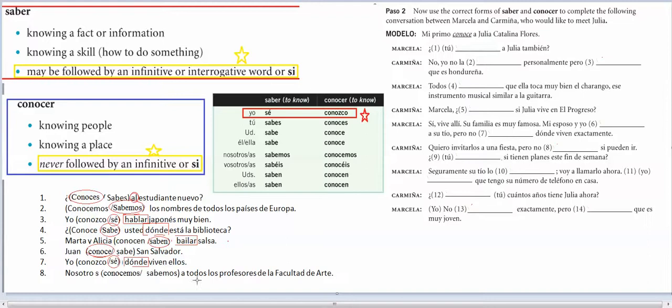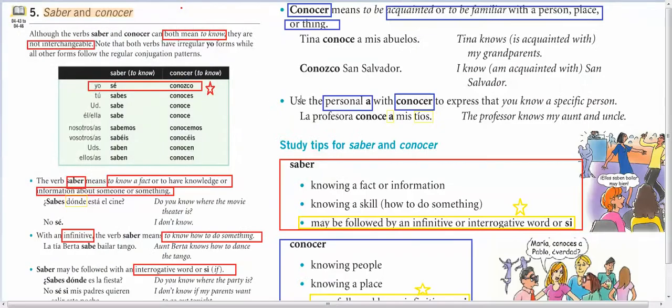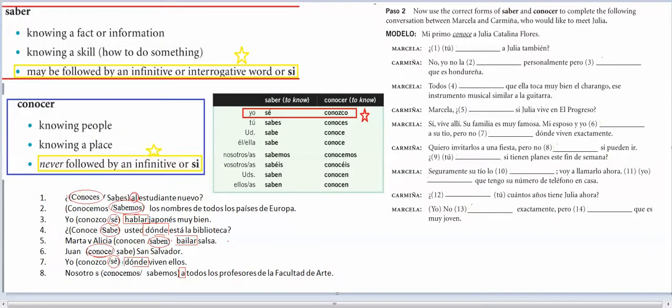Nosotros conocemos, sabemos a todos los profesores de la Facultad de Arte. Again, I've got a personal a. And it's knowing people, but if you remember from over here, use the personal a with conocer. So then it should be conocemos. Oops.